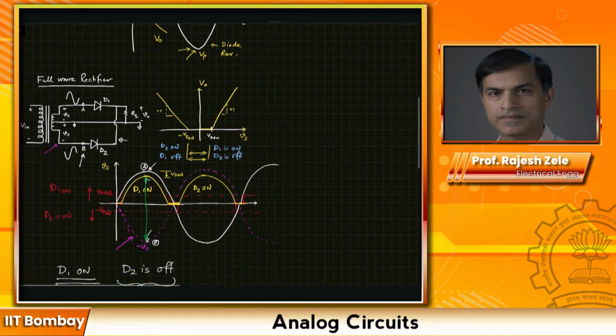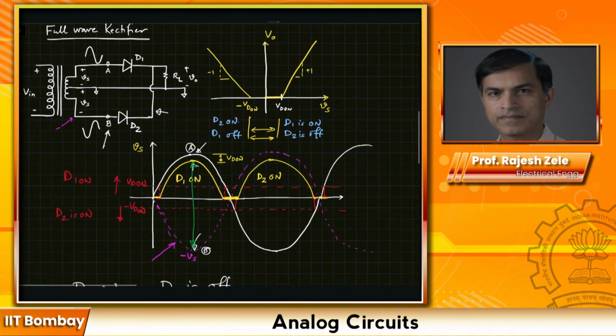This one, we are able to use both parts of the cycles. So diode D1 conducts during the positive cycle of the Vs, and diode D2 conducts during the negative cycle of the Vs. However, we need a special transformer which has a center tap, and we are only using half of the transformer at any point.